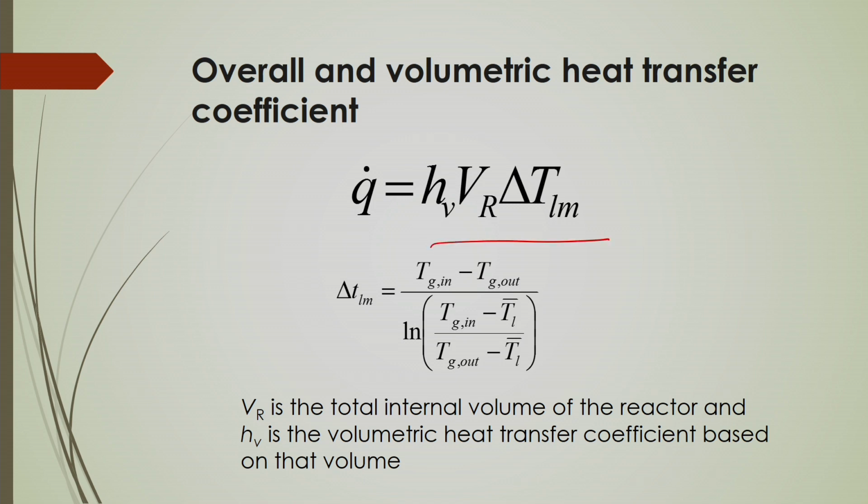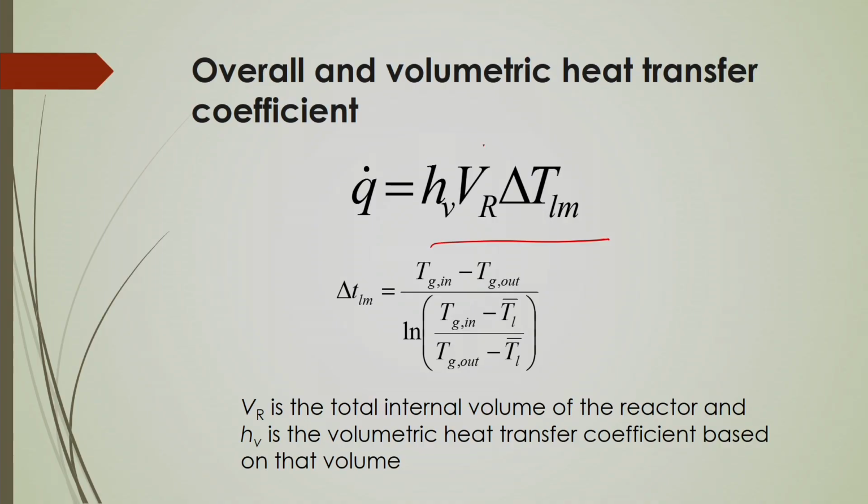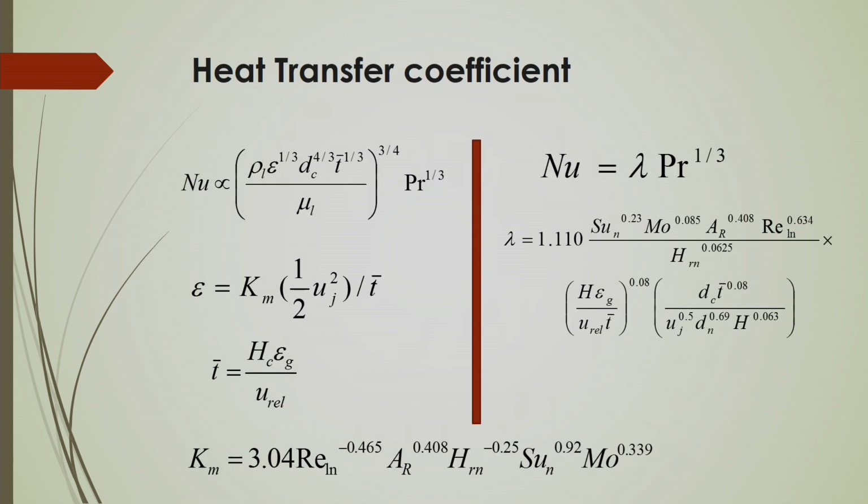If in this case you are getting a non-linear distribution of heat inside the column, then you can calculate the overall volumetric heat transfer coefficient from this equation here. This will be your overall volumetric heat transfer coefficient. And here delta Tm is called the TLM, the logarithmic mean temperature difference. So, this can be obtained from this equation.